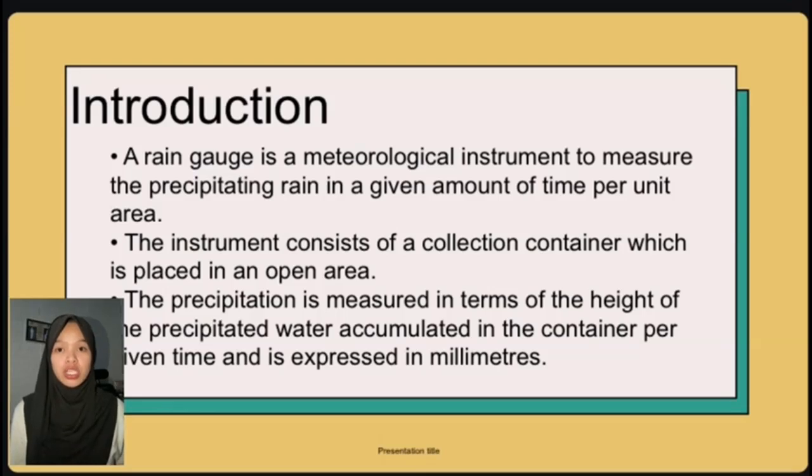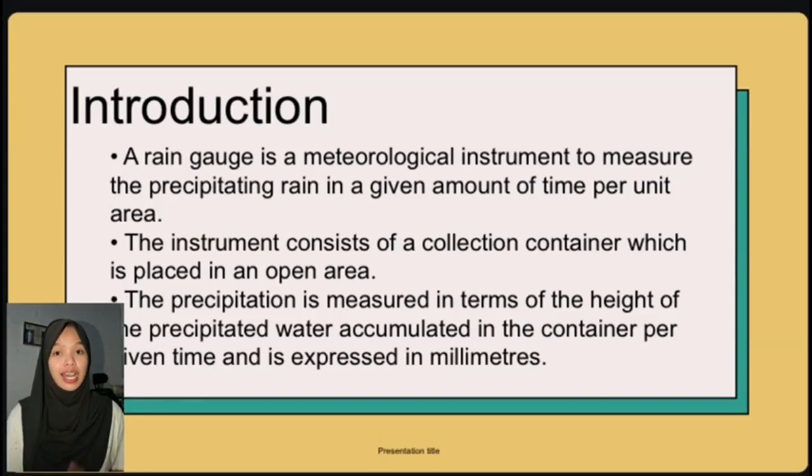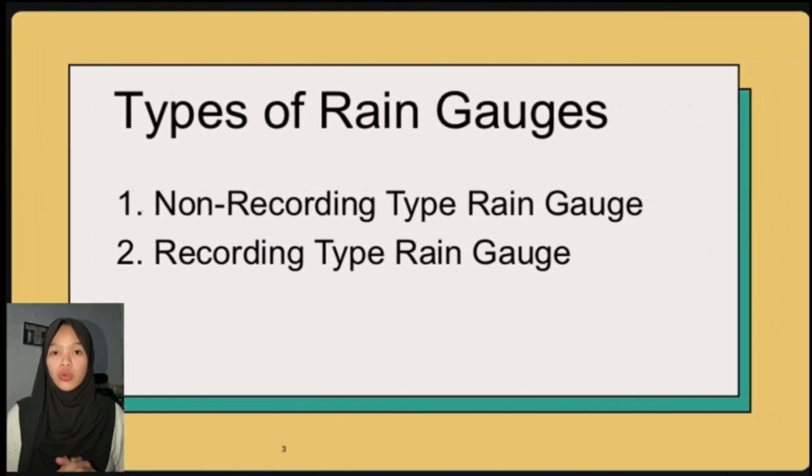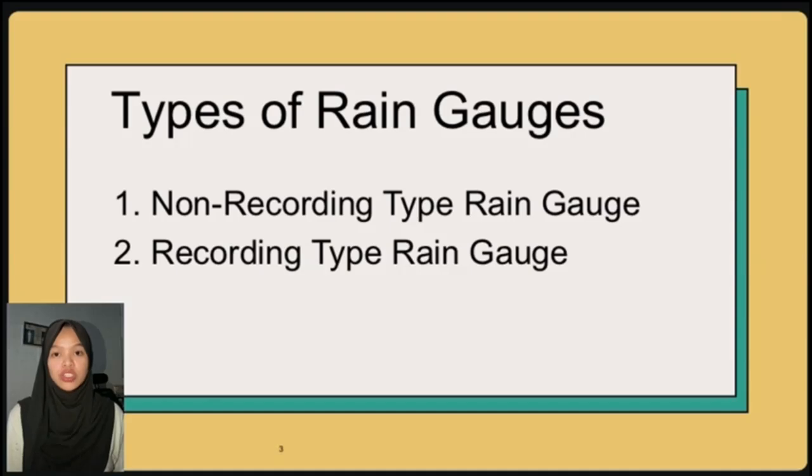Due to spatial uniformity of rainfall, 1 millimeter of measured precipitation is the equivalent of 1 liter of precipitated rainwater volume per meter squared. Again, rain gauges are a type of instrument used by meteorologists and hydrologists to measure rainfall rate in a certain period of time. And rain gauges are also known as odometer, pluviometer, and ombrometer. So there are two types of rain gauges, which are the non-recording type and the recording type.